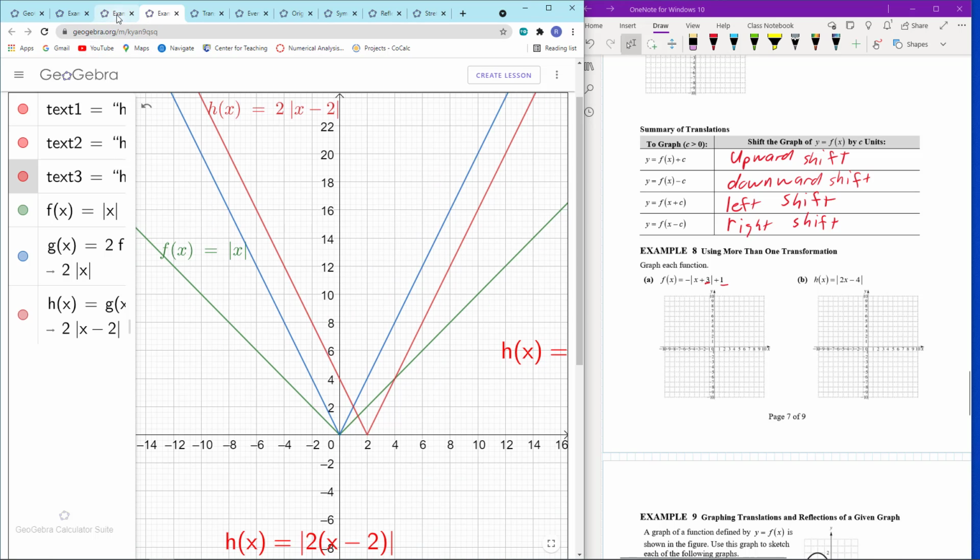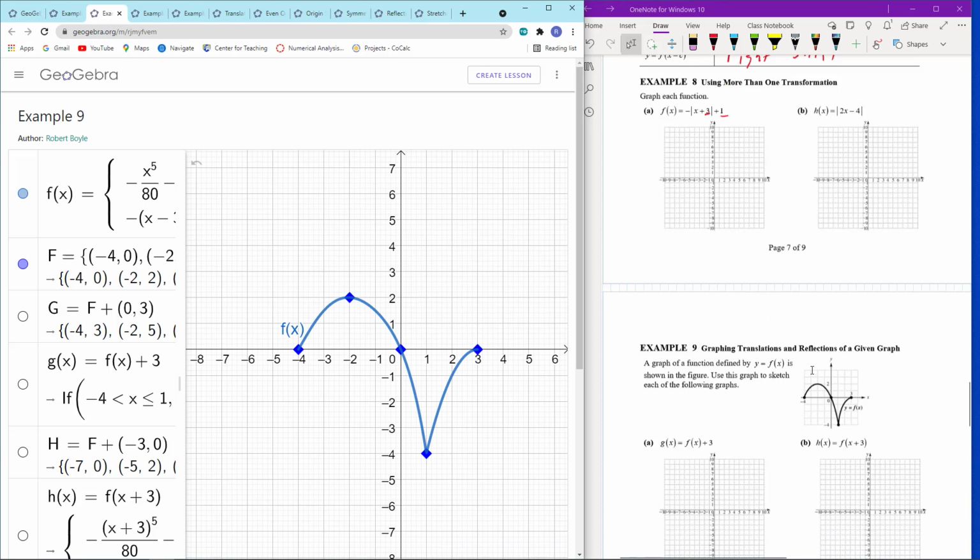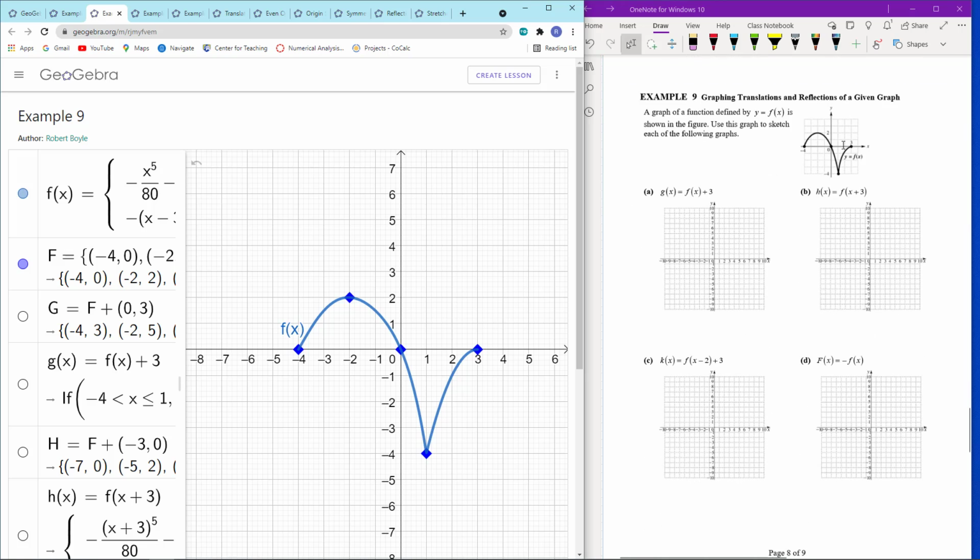And that brings us to our final example, example 9. So here we have a graph, and we want to do a couple of transformations on this graph. Now, what I did here was I graphed the function. I also graphed some important points: the endpoints, the minimum, the point where it crosses the origin, and the point where it's maximum. In doing these transformations, I'm going to transform each point, and then I'm going to draw the graph.